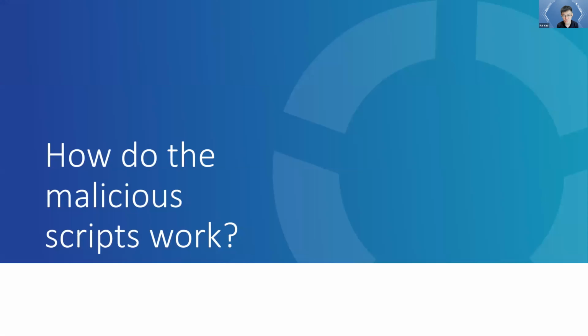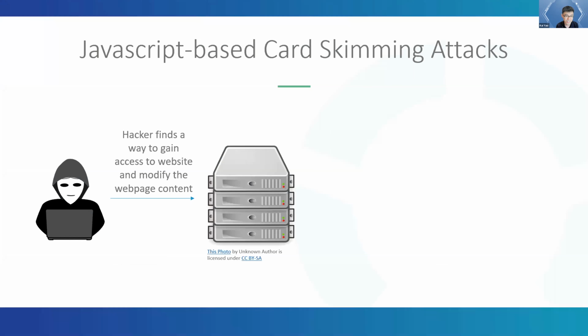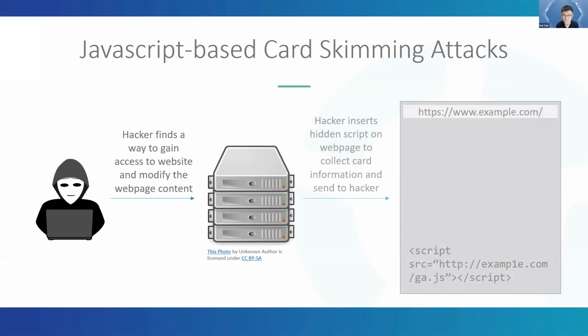Right, so of course, now I guess you have a better understanding of what card skimming is and what cryptojacking is. So let's see how these kinds of malicious scripts work. Just like any other defacement, the hacker must first somehow find a way to gain access to the website and try to modify the website content, right? So in the case of a card skimming attack, the hacker gained access to the website in some way. They want to modify the content. Instead of changing the website and putting their message, like hacked by KRDSec or something, they put a script on the page. And this script will collect the credit card information and send it to the hacker, right?